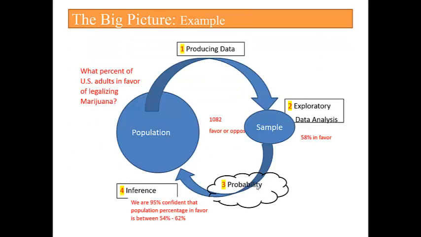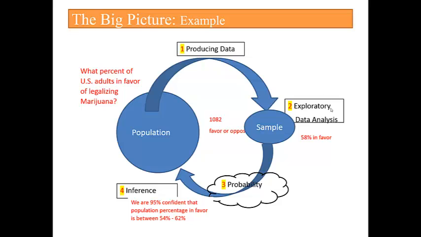Let's look at the whole thing graphically. Here is the population, US adults. The question at hand is what percent of US adults are in favor of legalizing marijuana? Here we produce the data, a representative sample. They take a sample of 1,028. So they have answers, some say favor or oppose. So we have 1,028 favor or oppose answers.